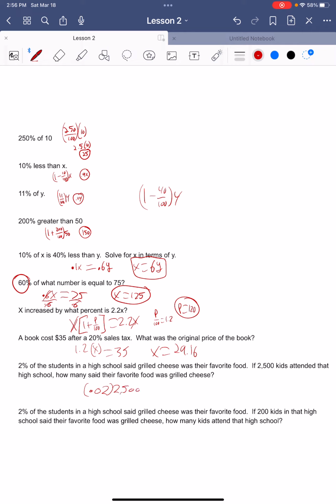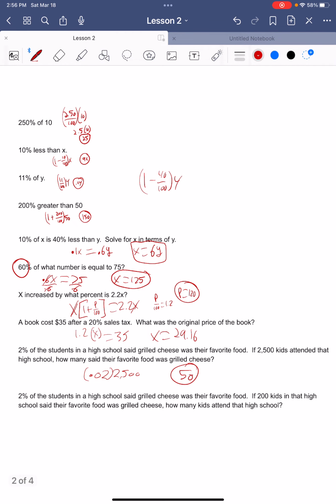So using our calculator, we get 50. This question is a little different. It's not just 2% of 200, it's saying 2% of all the kids is 200, because 200 kids said that grilled cheese was their favorite food, and that's 2% of all the kids.